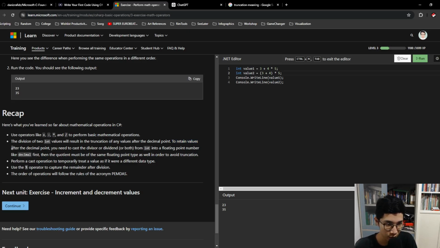To return values after the decimal point, you need to cast the divisor or dividend from the integer into a floating point number like decimal first, or you can use other data types such as float or double. Double is used without any suffix, so double can be fit for you because you don't need any complicated suffix there. Then the quotient must be the same floating point type as well in order to avoid truncation.